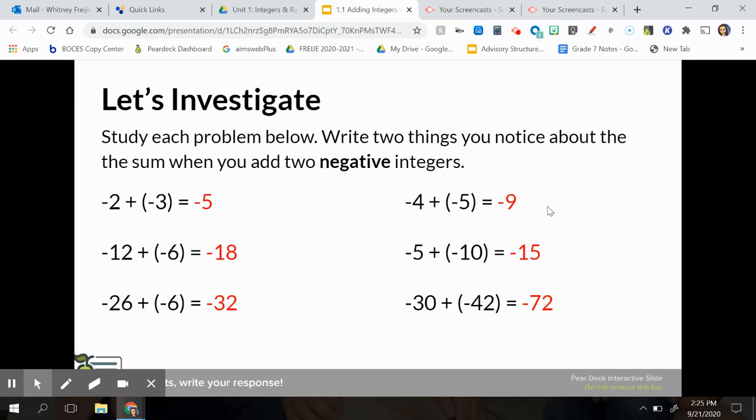Okay, so now you have probably noticed that all of the sums on the screen have a negative sign in front of them. They're all negative. And that's really important because when we add two negative integers together, we're always going to get a sum that's negative. The second thing you probably noticed was that we're just really adding the two numbers together.